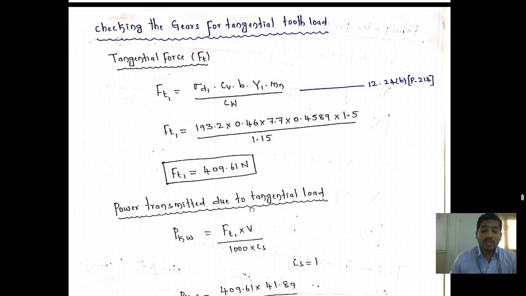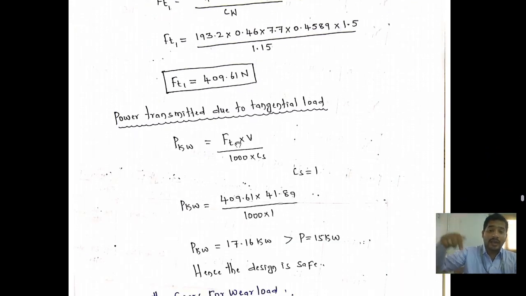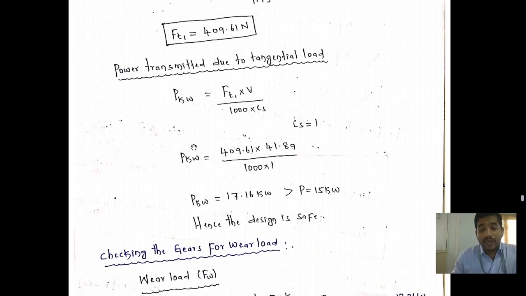After getting the tangential force acting on the helical gear, we need to find out how much power is transmitted to the tangential load. You need to remember one thing: whatever answer we get should be greater than whatever power is given in the problem. Then only we can say that our design is safe. Otherwise our design is not safe.